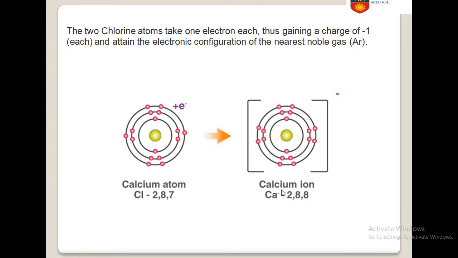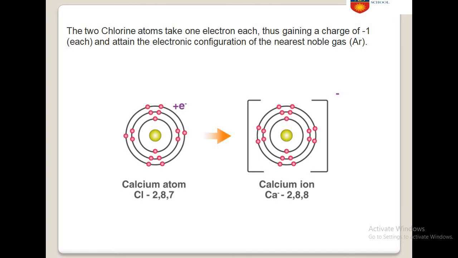So there are 2 chlorine atoms, each taking 1 electron, because calcium has 2 electrons and chlorine needs only 1 electron. So calcium gives 1 electron each to 2 atoms of chlorine, thus forming a compound known as CaCl2, calcium chloride, right?